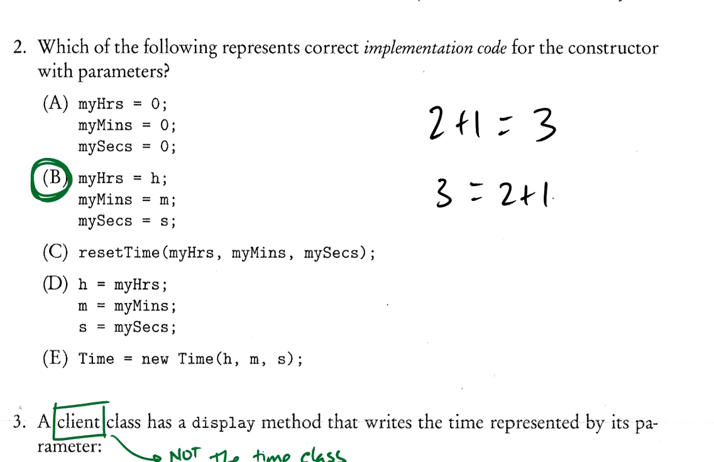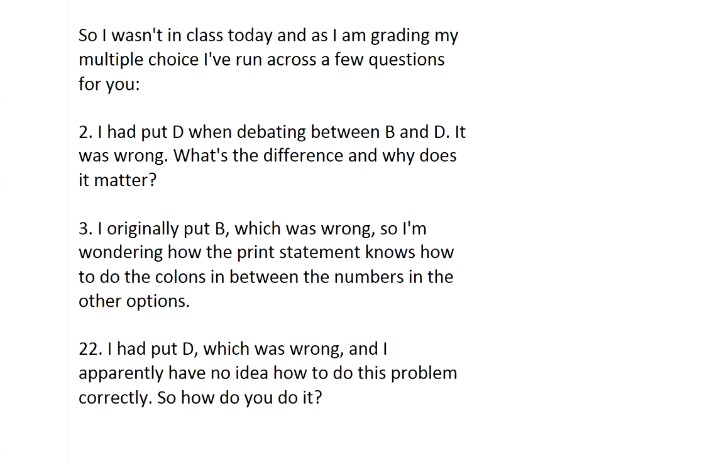The thing is that this equals here, in a statement of equality, is different from the equals we're using in Java. In Java, this value 3 is getting placed into, for example, some int A. It's getting stored in this direction. So they're not interchangeable. The second question is, for question 3, I originally put B, which was wrong, so I'm wondering how the print statement knows how to do the colons in between the numbers in the other options.